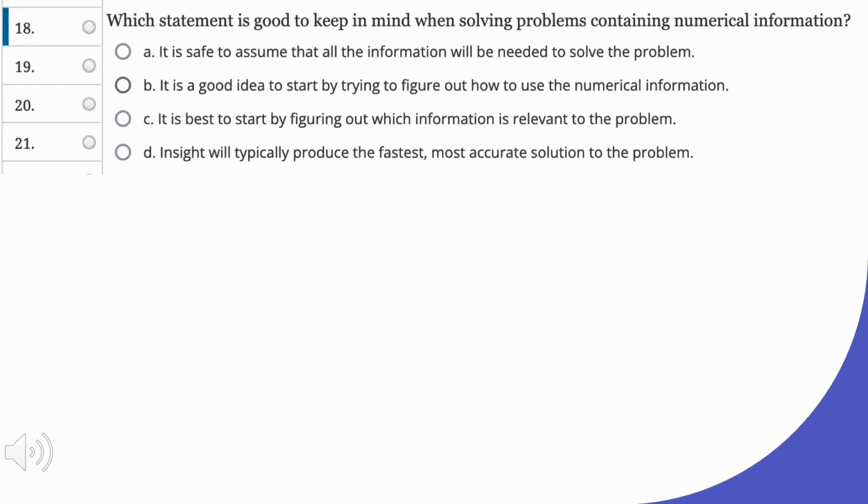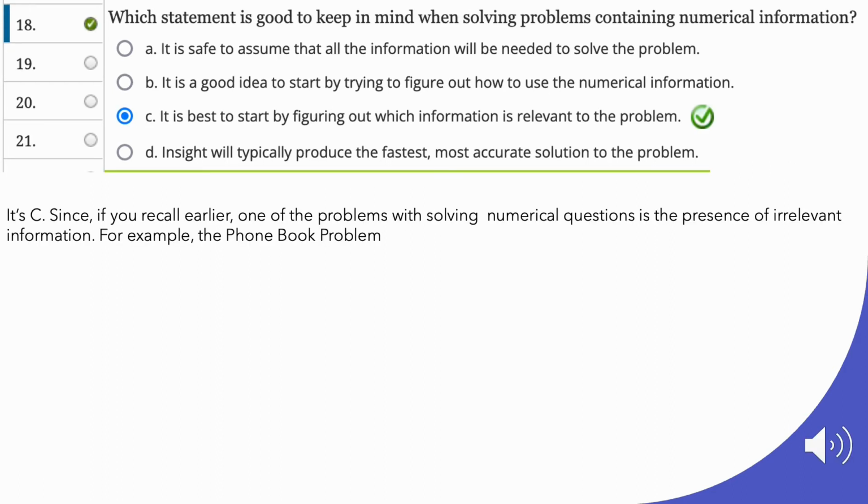Question 18. Which statement is good to keep in mind when solving problems containing numerical information? A. It is safe to assume that all the information will be needed to solve the problem. B. It is a good idea to start by trying to figure out how to use the numerical information. C. It is best to start by figuring out which information is relevant to the problem. D. Insight will typically produce the fastest, most accurate solution to the problem. It's C. Since, if you recall earlier, one of the problems with solving numerical questions is the presence of irrelevant information.